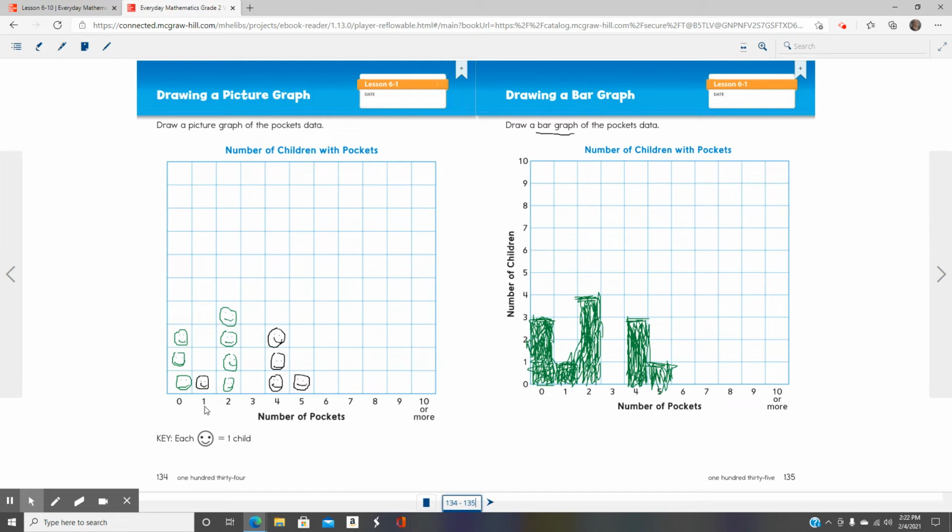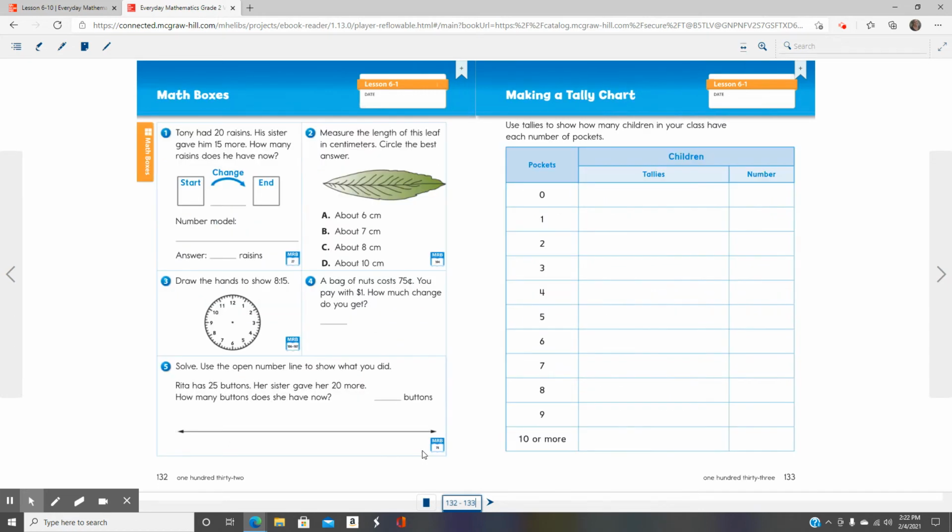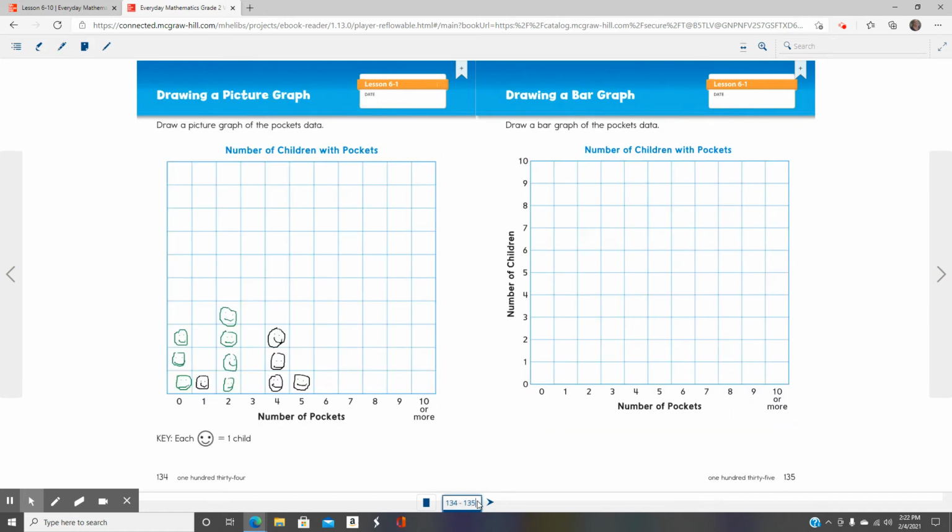How many of us were wearing 1 pocket? We saw on our data table that 1 of us was wearing 1 pocket. So on our picture graph, we put 1 smiley face. So we went back and forth between our data chart and the picture graph, and we just filled in the information from the tally marks that we collected.